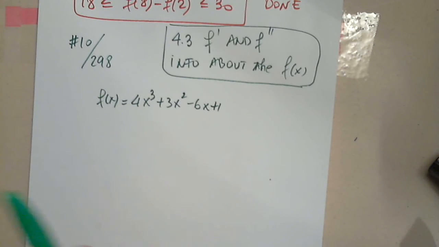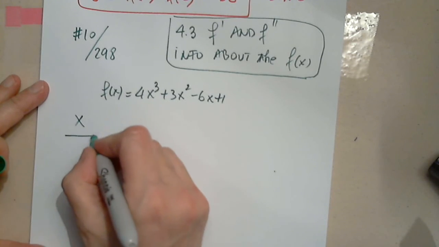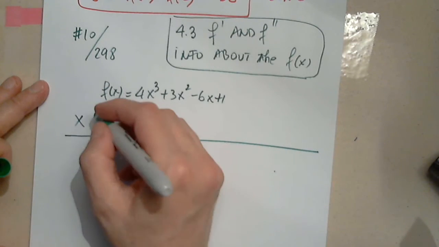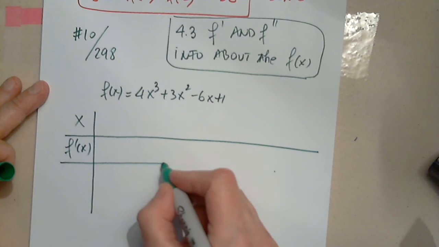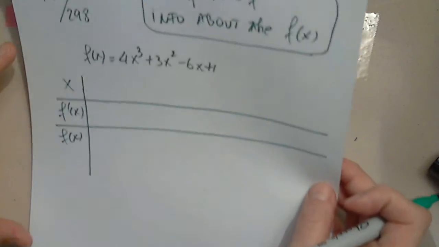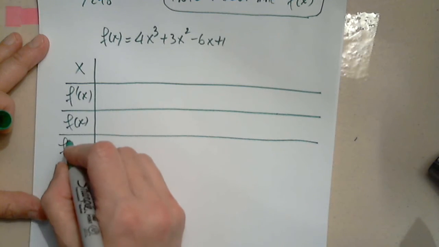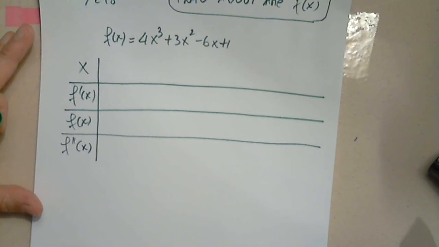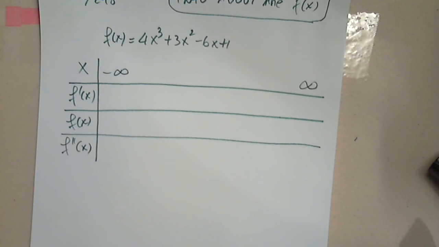Okay, so let's start with our table, in which I recommend putting the first derivative first, the function in the middle, and yes, this time we are going to add one more row. The last one, I promise. The second derivative, and we'll talk about it. I know this function is a polynomial, so its domain must be negative infinity to infinity.